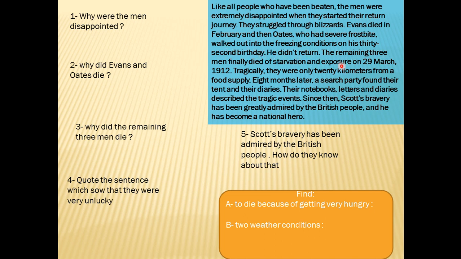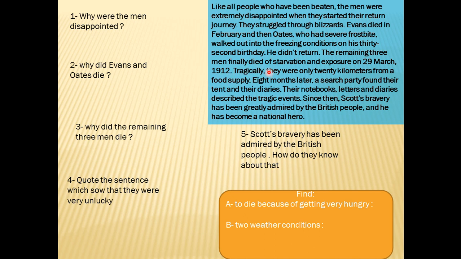The remaining three men finally died. Also they died of starvation and exposure. Yes, they died because of the starvation. Starvation is getting hungry, or dying because of getting hungry. And exposure. Exposure to the cold or the freezing conditions and the frostbites on 29 March 1912.